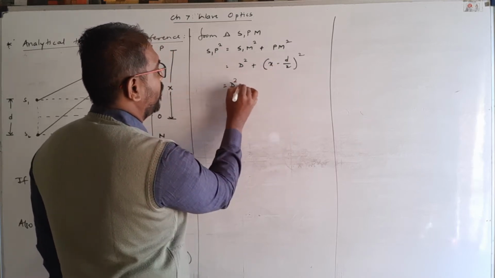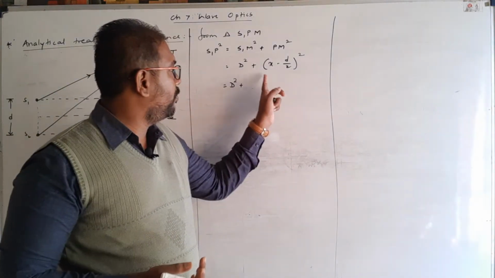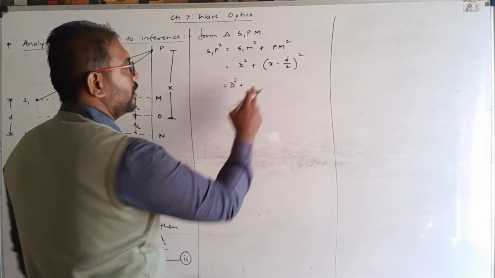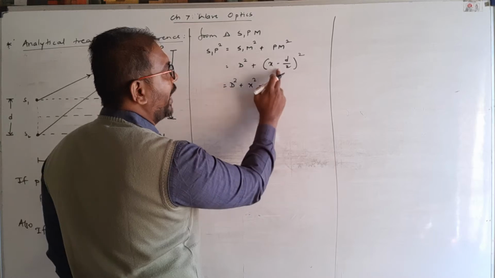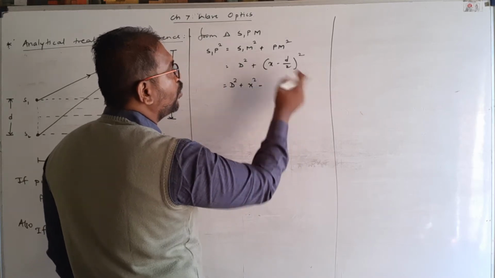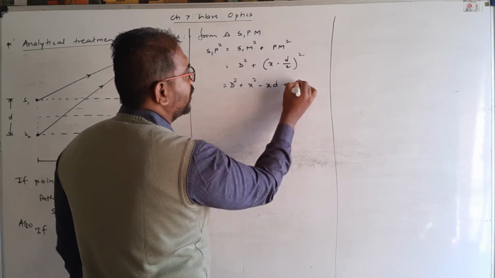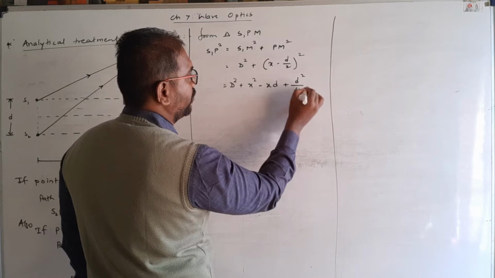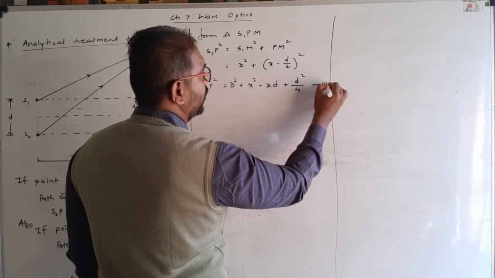Now this is D square plus, I can use this bracket and expand it by using the A minus B bracket square formula. So here we get X square minus 2X into D by 2. In 2X into D by 2, the 2 gets cancelled, XD only, plus D by 2 square. D by 2 square is D square by 4. So this is S1P square, equation number 3.